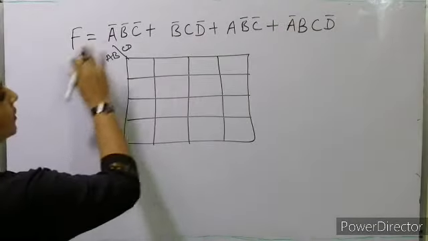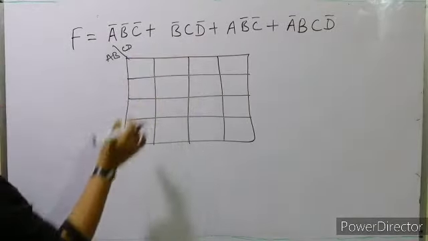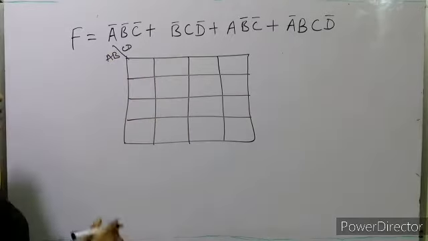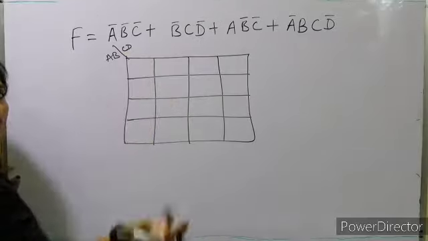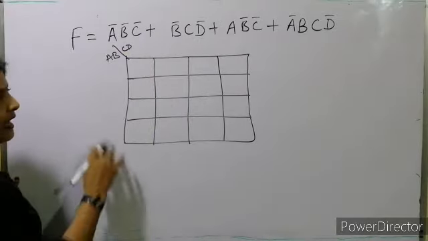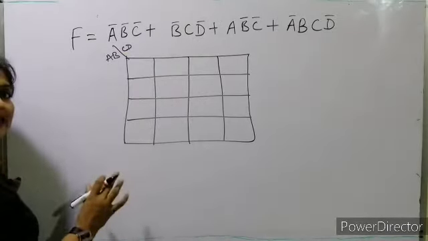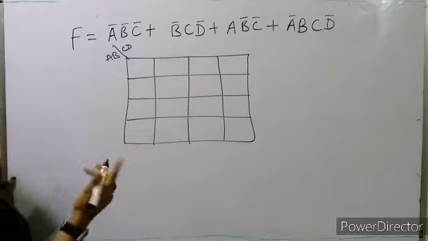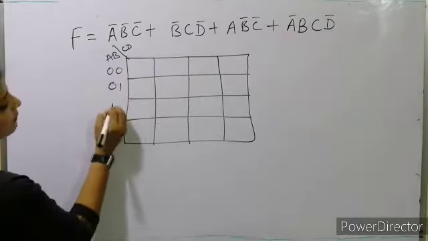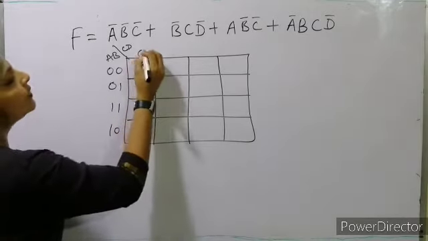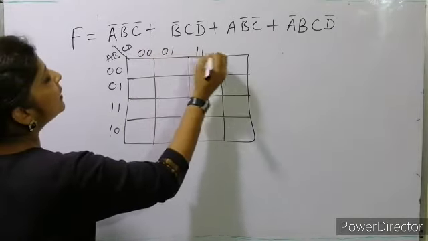So again one function is given in this way, and min terms are given. There are 4 variables a, b, c and d. Okay, so we'll take 16 boxes. Okay, 16 terms will be there. So 0 0 0 1 1 1 1 0, 0 0 0 1 1 1 1 0.